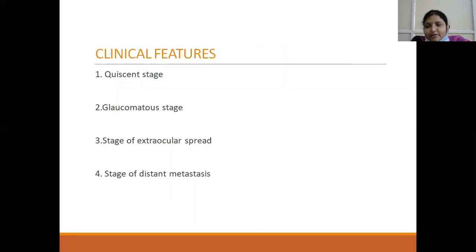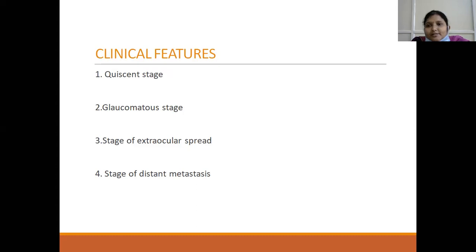Clinical features, we have four stages: quiescent stage, glaucomatous stage, extraocular spread and distant metastasis. In quiescent stage, the patient will not have any symptoms and on routine examination we can identify the tumor. Depending upon the location, the symptoms will vary. If the tumor is peripheral and very small in size, the patient will not have any symptoms. If the tumor is in the posterior pole, then it causes early vision loss and it can also lead to retinal detachment.